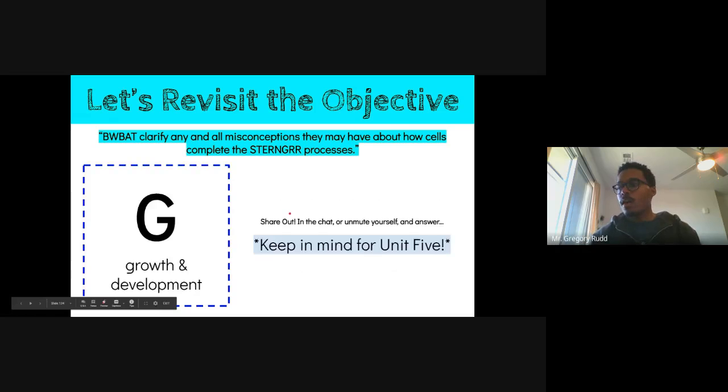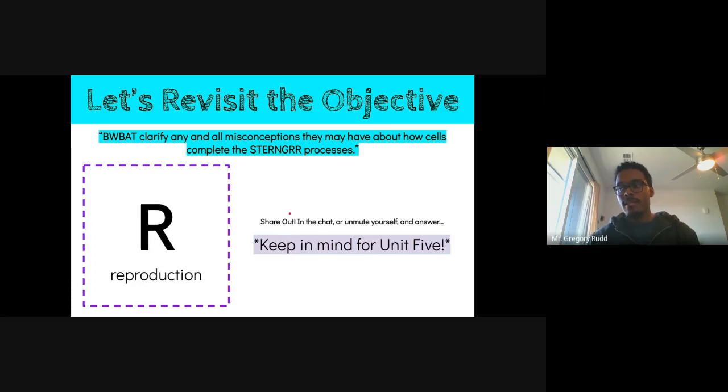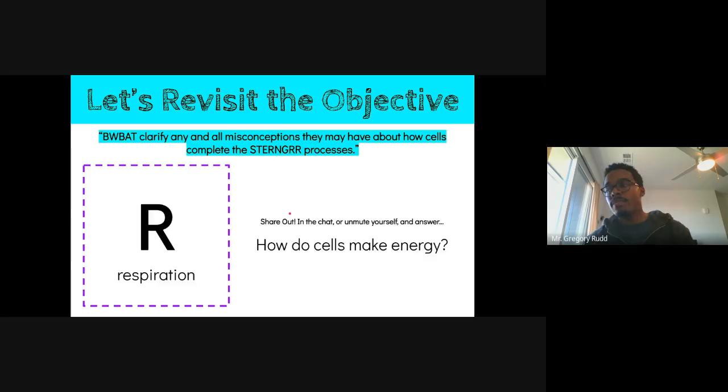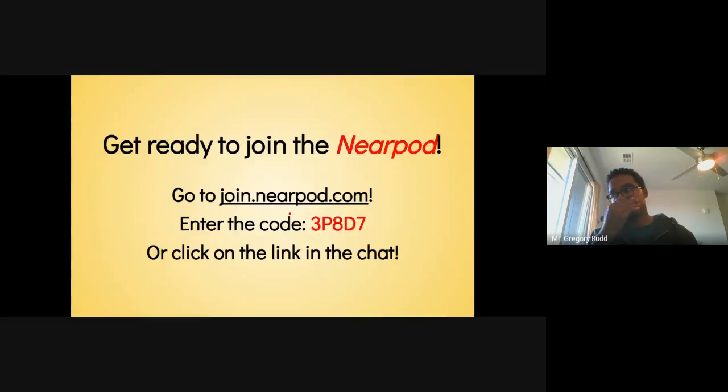Growth and development, we'll talk more about that. That's the G in Sternger. We're going to bring that up when we start talking about reproduction. Again, we'll talk about reproduction more on Unit 5, so keep that in mind. The last R is respiration. You guys have talked about it a lot, but cells use mitochondria to do this process of respiration, to make energy. They use oxygen and they use glucose to make ATP, which is energy for the cell.